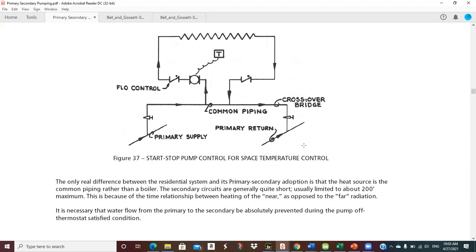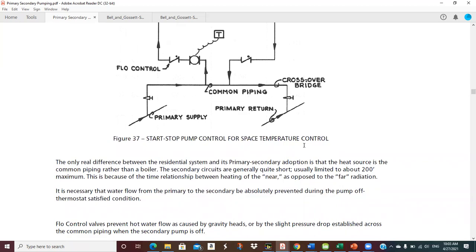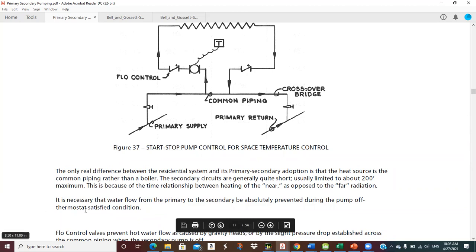There is a comment here. It's necessary that water flow from primary to secondary be absolutely prevented during the pump off, thermostat satisfied condition. Well, sure, when your space is satisfied, you don't want to be putting more heat into it, you'll overheat it. And so when that pump goes off, we have to make sure that we don't have any gravity circulation or natural convection flow up into this pipe that could bring warm water into the coil. You may be blowing air across that coil all the time, or it could be a radiator or baseboard. If you put warm water in that coil, you're going to get heat out of it, and you might lose controllability.